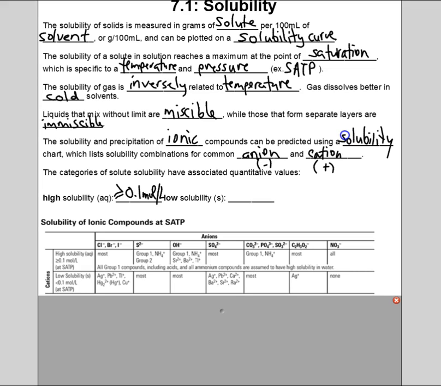Now notice that's not grams per 100 milliliters, so it's a different unit for solubility, but it's not a concentration exactly. We're describing more the amount of solvent that the amount of solute can be dissolved in. So we'd have to, again, remember that this is still a liter of solvent, and then a mole of solute. So although it has the same units as concentration, this is still a solubility value. Low solubility, of course, is less than 0.1 moles per liter.